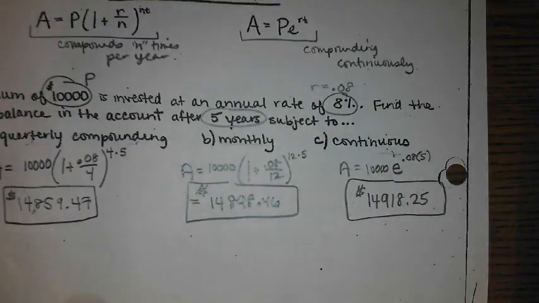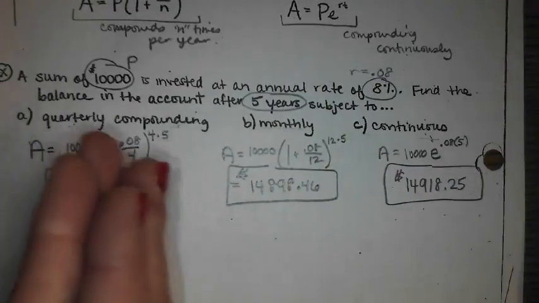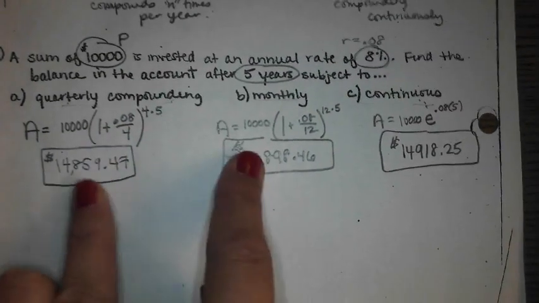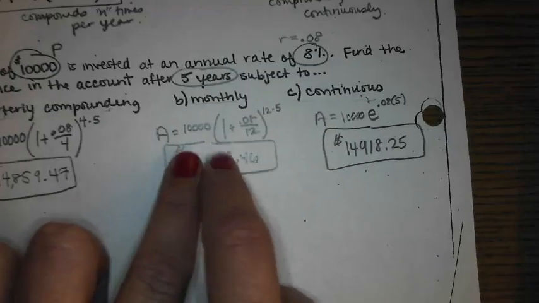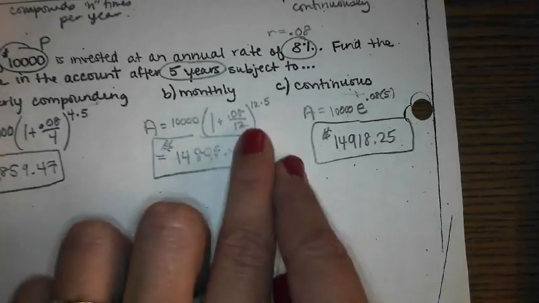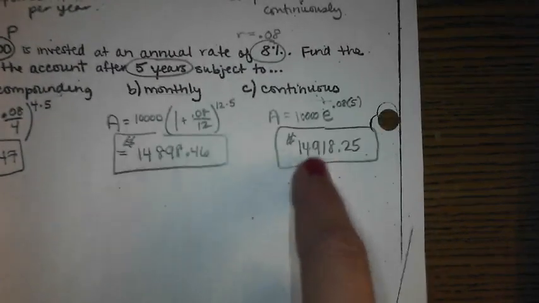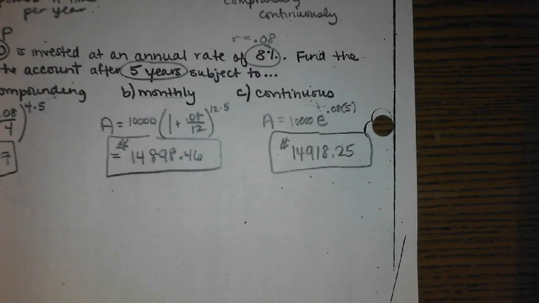But you'll notice that, if you go from once a year to quarterly, it's going to be a significant difference. Quarterly to monthly is a smaller difference. Monthly to weekly will be an even smaller difference. Weekly to continuous would be an even smaller difference. But that's really the maximum that 8% will grow to, is the continuous compounding. Okay?